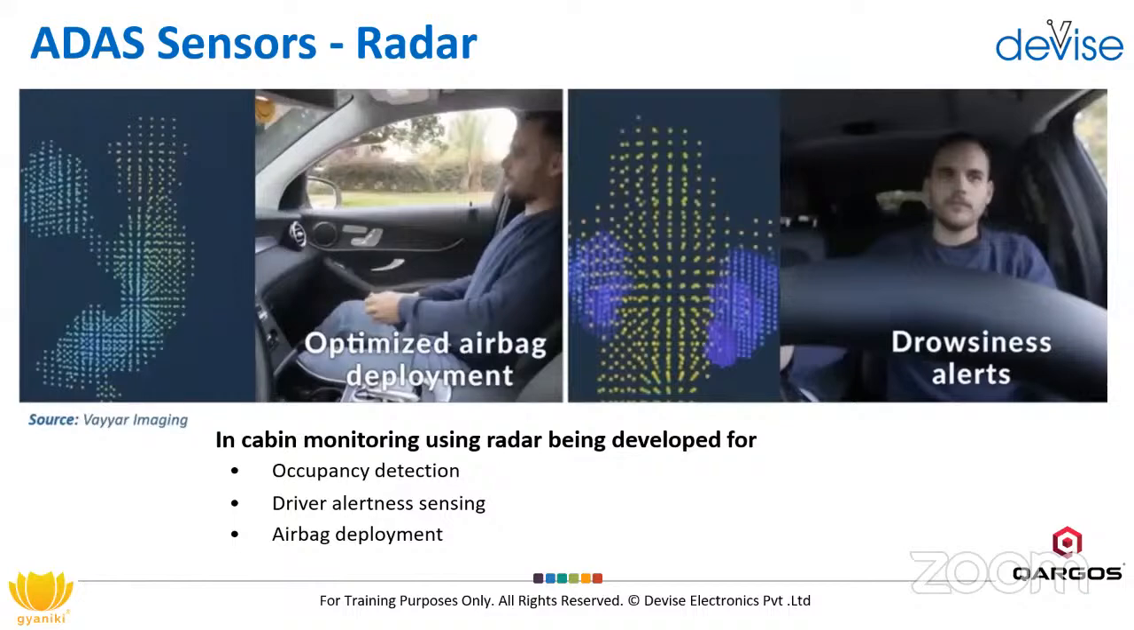Drowsiness alerts are going to come up very fast on Indian roads and save a lot of lives. And even the airbag deployment: it should happen at the right moment when it is supposed to happen, and the ADAS sensors are going to assist such deployments and applications.